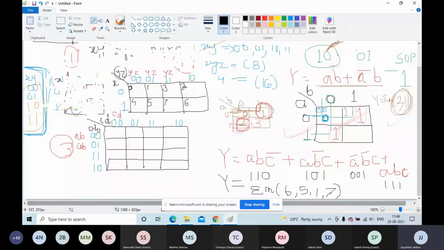Now once you know the decimal places, we have already found the decimal places in this example. Yes, you can see this example. Summation m 6, 5, 1, 7, so in those places I can directly enter the values into the K-map cells. So this way also you can do it. Otherwise you can see 1 1 and 0 is there. For A it's 1, for B it's 1, for C it is 0.